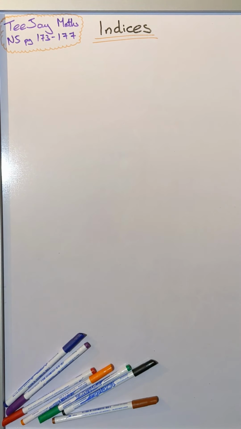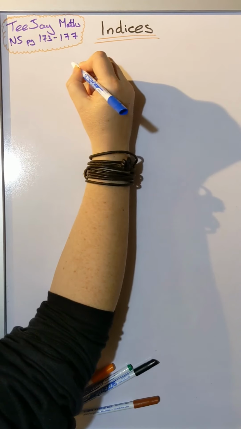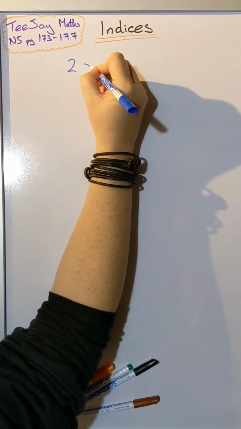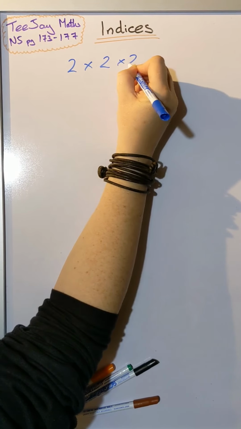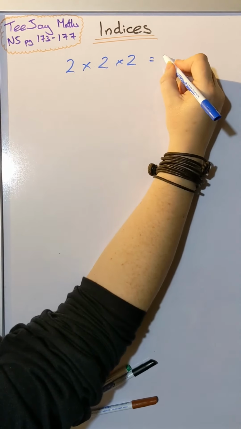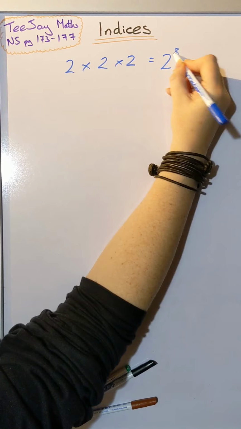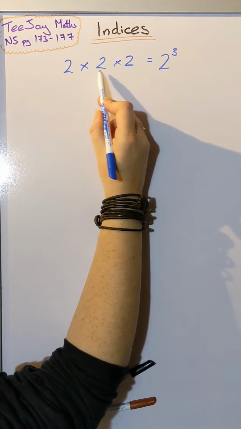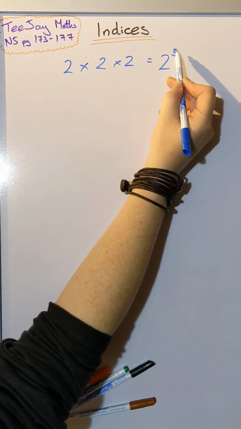Welcome back. In this video we're going to be looking at indices. Indices are just another name for powers or exponents. Now if you remember, another way to write 2 times 2 times 2 would be as 2 cubed. A number times itself 3 times.